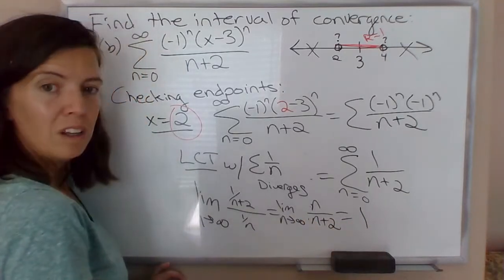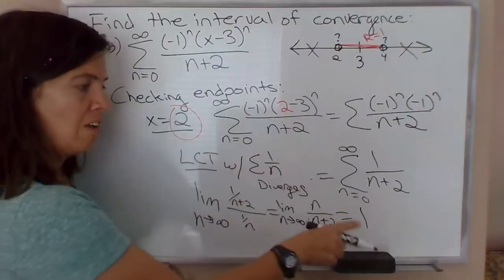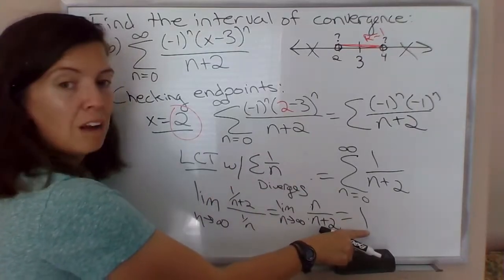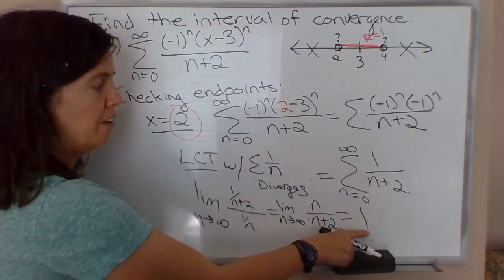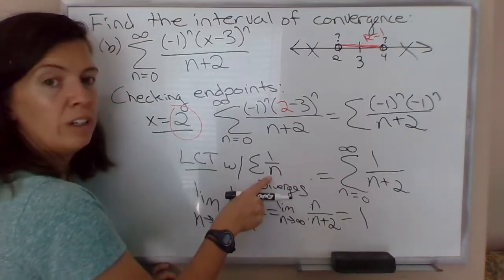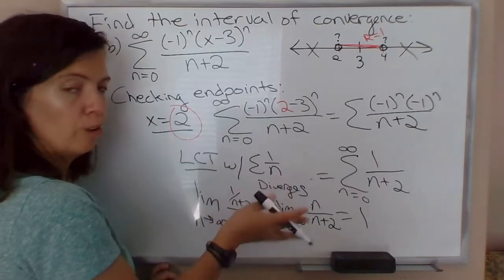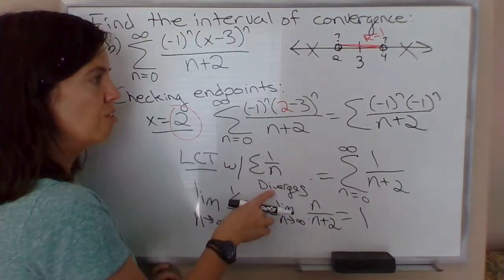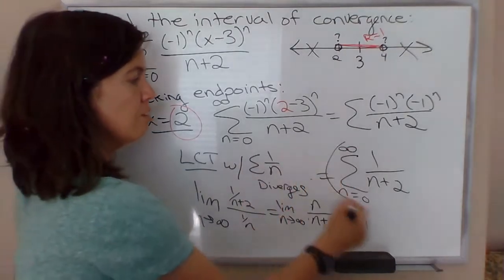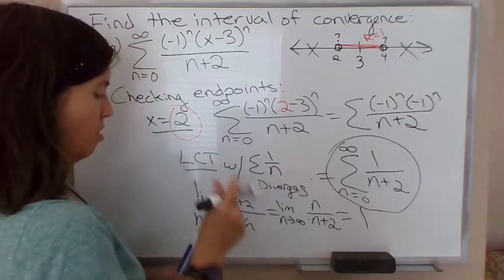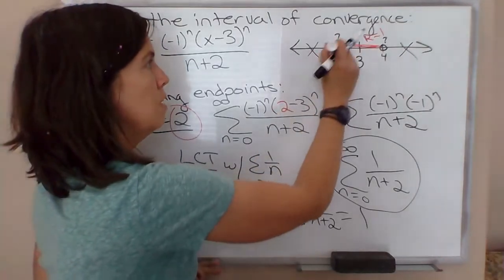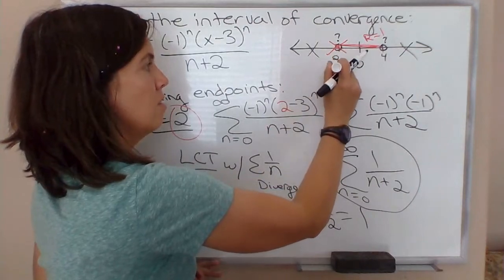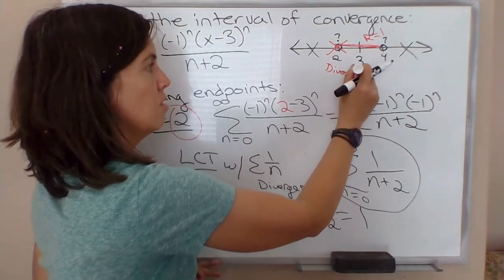The limit's 1. With the limit comparison test, if your limit is a positive finite number here, then the series behave the same way. So since we're comparing it to a divergent p-series here, or the harmonic series, which we know diverges, then this series must also diverge. So when x equals 2, we've determined that the series diverges.